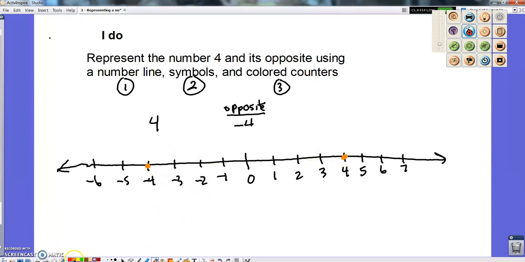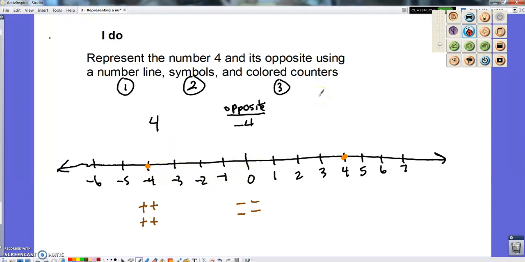Another time, a lot of the time, especially when we start adding and subtracting and multiplying with positive and negative numbers, what you'll see me do is I'll just use symbols. So I'll represent 4 with 4 positive symbols and -4 with 4 negative symbols. Just to show, again, they have the same quantity, the same amount, they're just different signs or different directions. So that's a second way I often do it, with symbols.